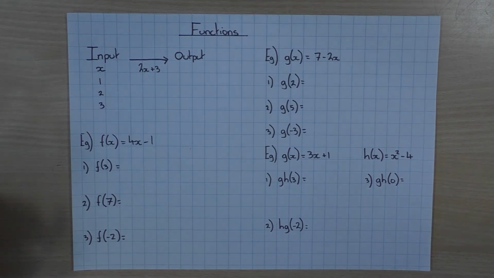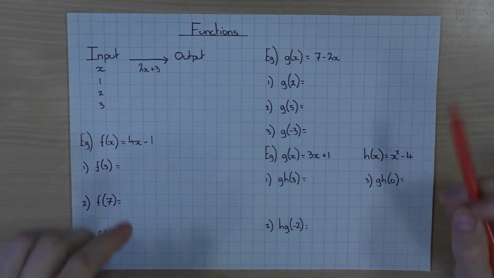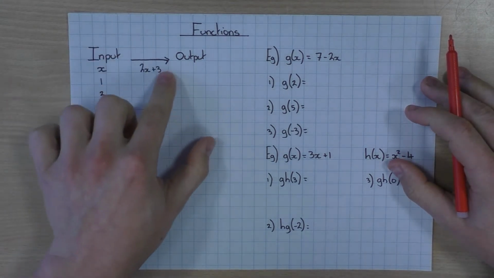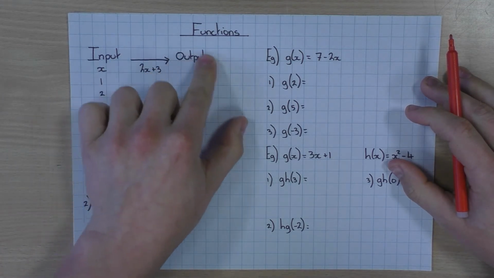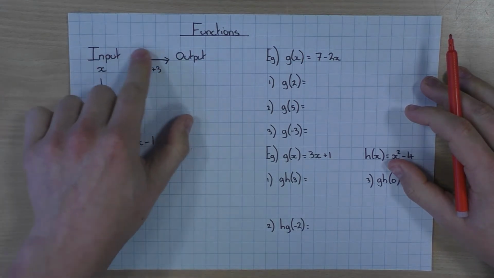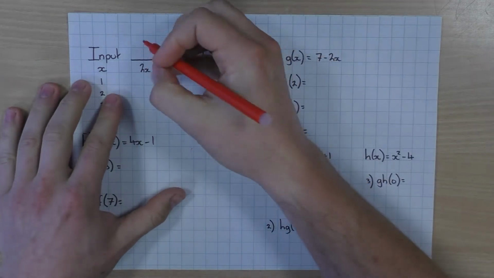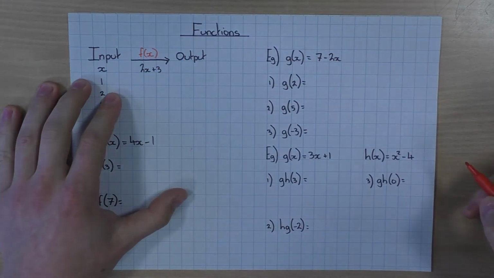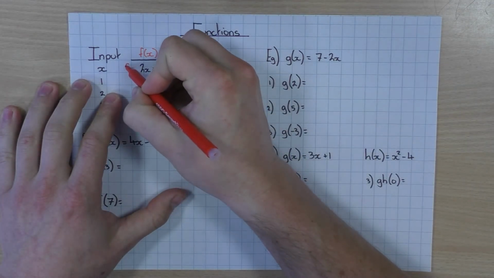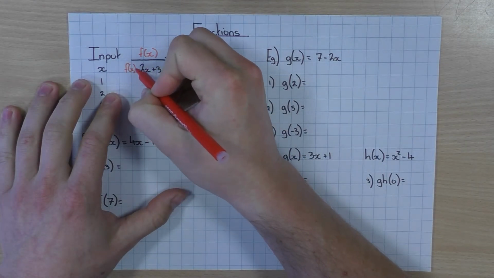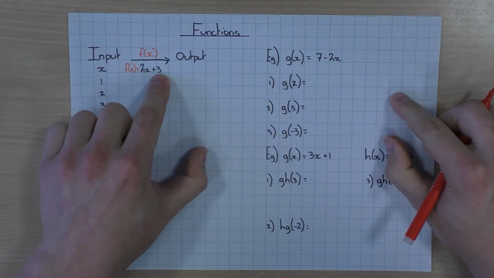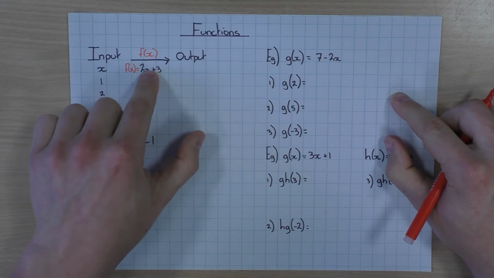What does it actually mean when I say function? The first thing we're going to have a look at is the idea that if you have an input, you do something to it and you get an output. When we're doing something to it, this is what we call the function. It's written like this, f of x, and it can also be written like this: f of x equals 2x plus 3. So the 2x plus 3 is our function.